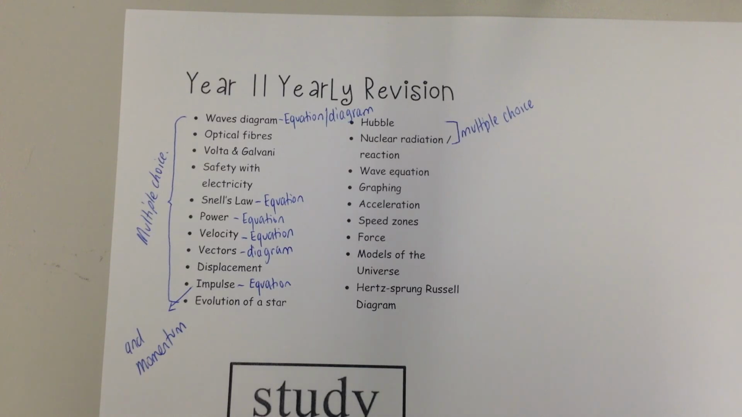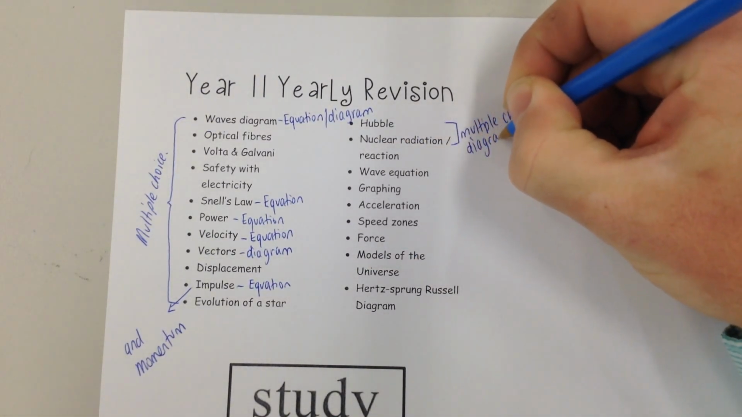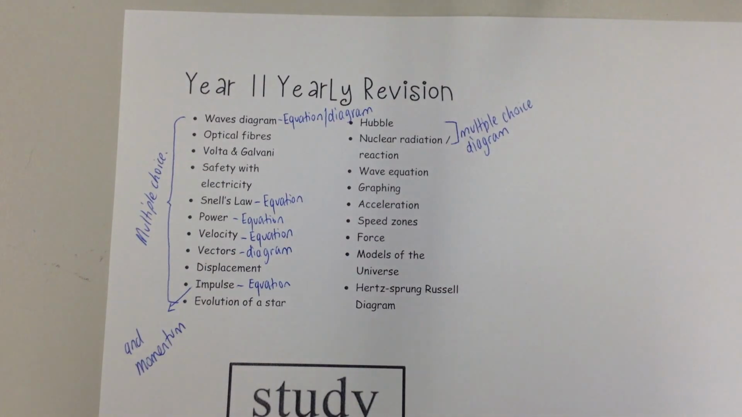Yes, so you might be given a diagram and asked which one's beta, alpha, gamma. You might be given which one is stopped by paper, which one's stopped by lead, or they might say which one is unaffected by electric field or magnetic field. Okay, so I might drop the hint there. There is a diagram question associated with that, for nuclear radiation or reaction.